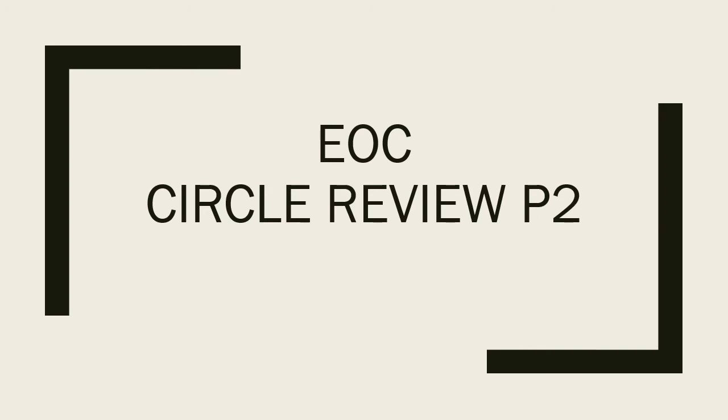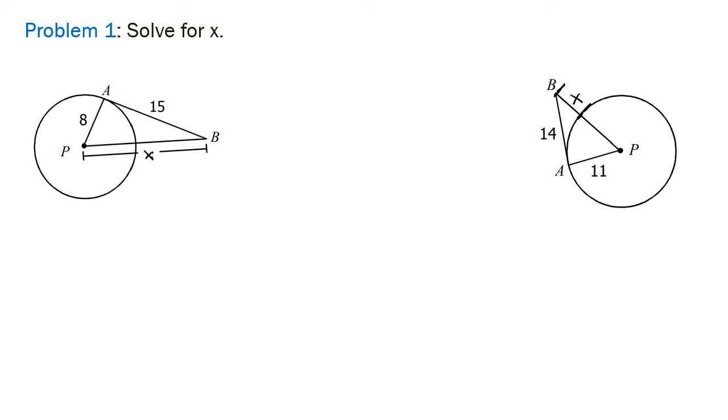EOC circle review. Alright, solve for x. So you'll notice that you have a triangle on top of a circle, and right here you're going to have yourself a right angle. So in reality what you have is you have to find the missing side of a triangle. So you're using Pythagorean theorem. Once again, when you're opposite of the 90 degrees, that's your hypotenuse. And in this case, that is the c of our Pythagorean theorem.